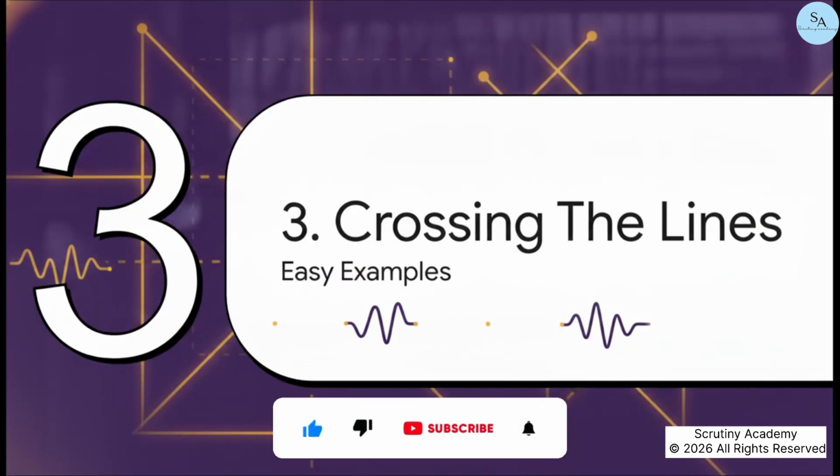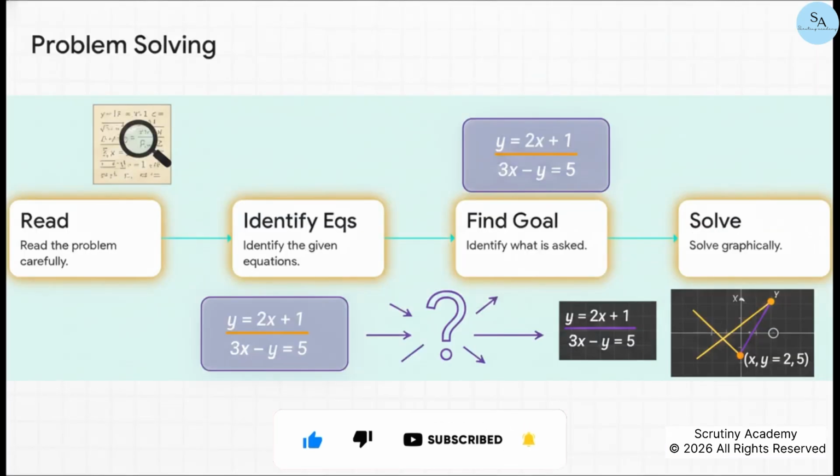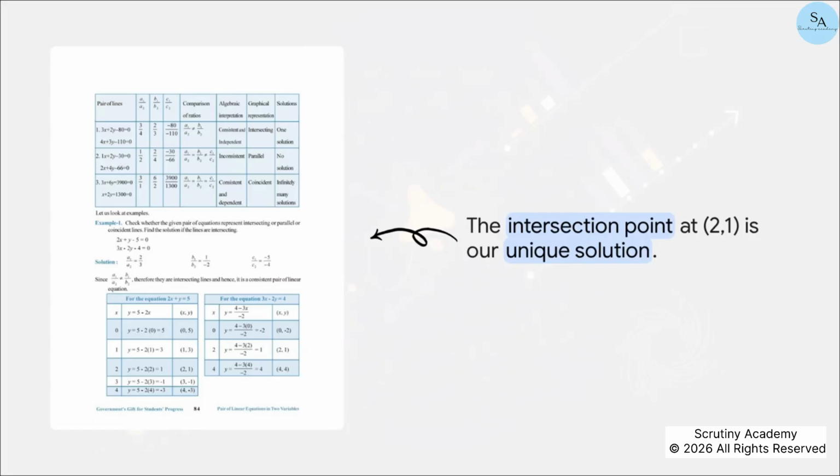All right, deep breath. Section 3, easy, crossing the lines. Whenever you feel that exam anxiety creeping up, I want you to rely on this super simple rhythm. Identify, then solve. First, read carefully. Second, identify what equations you're actually given. Third, ask yourself, okay, what is this question actually asking me to find? And finally, solve it graphically. This rhythm is so incredibly reliable. Let's actually apply that rhythm here.